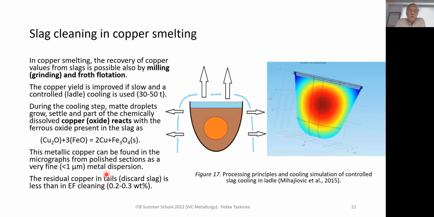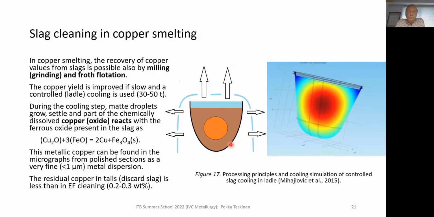So in copper slag cleaning, we have typically in flotation tailings less than 0.3%. In industrial operations, less than 0.3% copper left in the tails, and it is mostly formed out of these very fine droplets which are dispersed into the matrix of the slag.